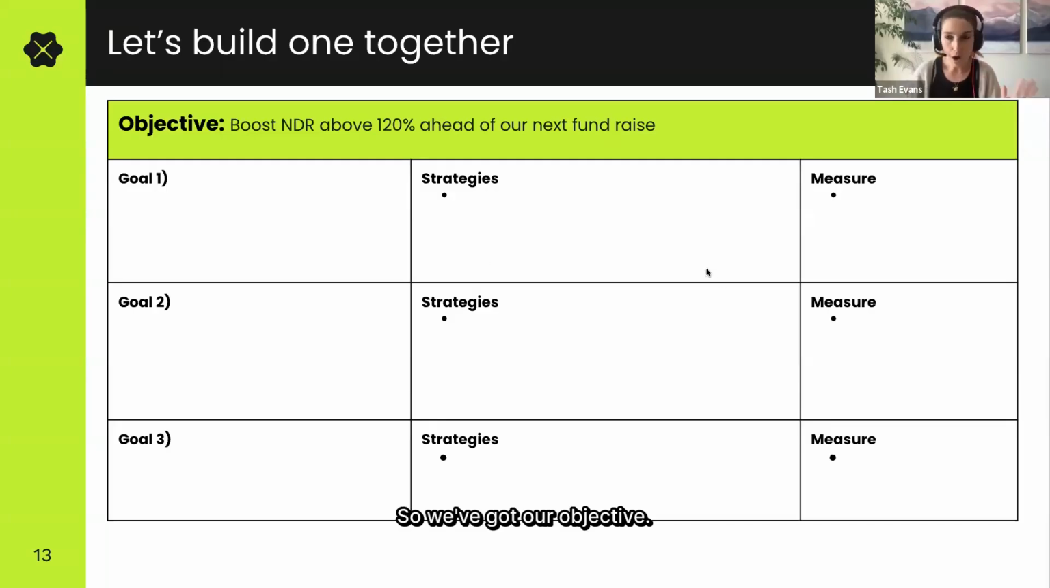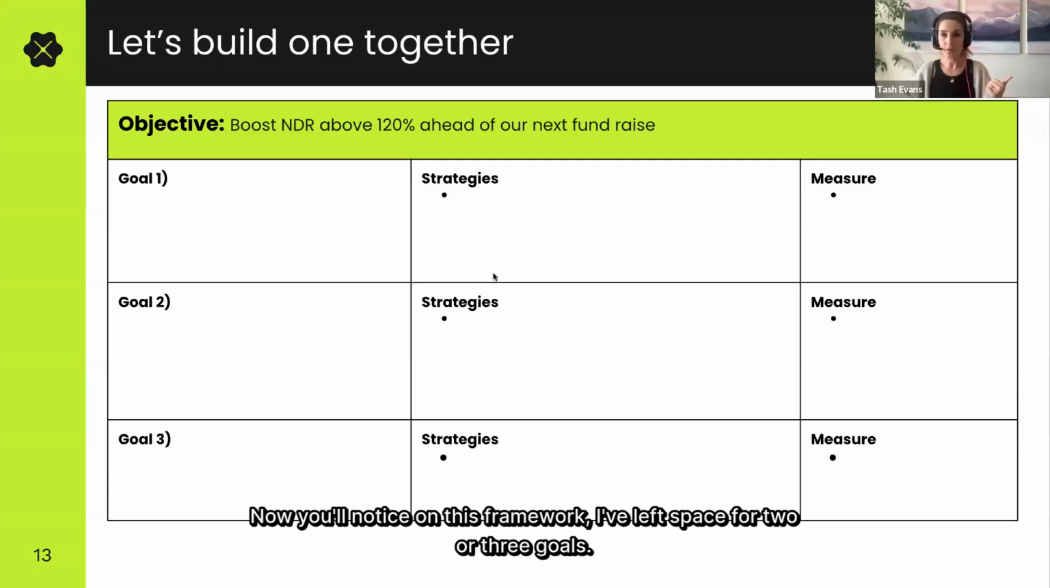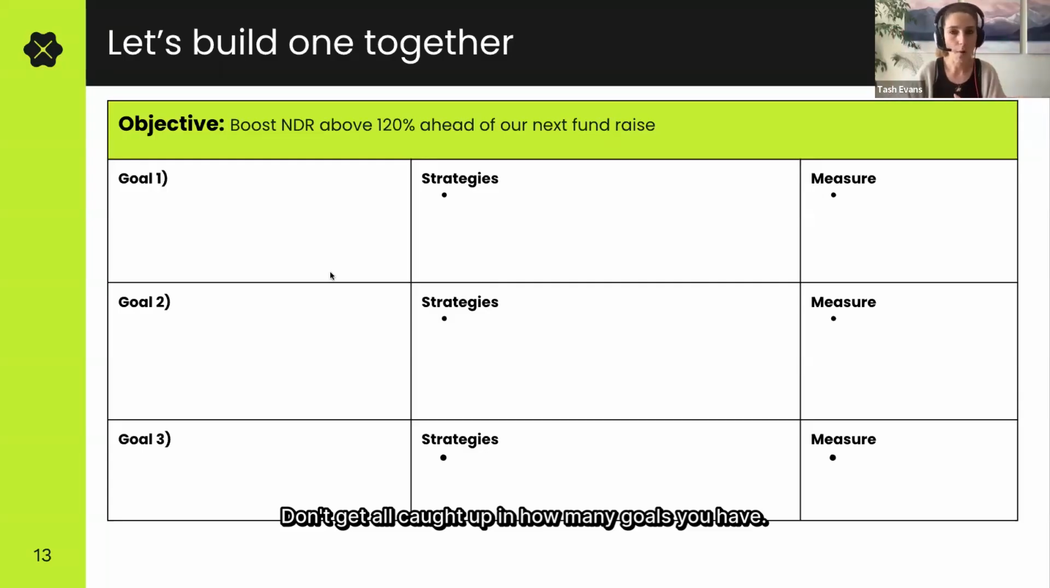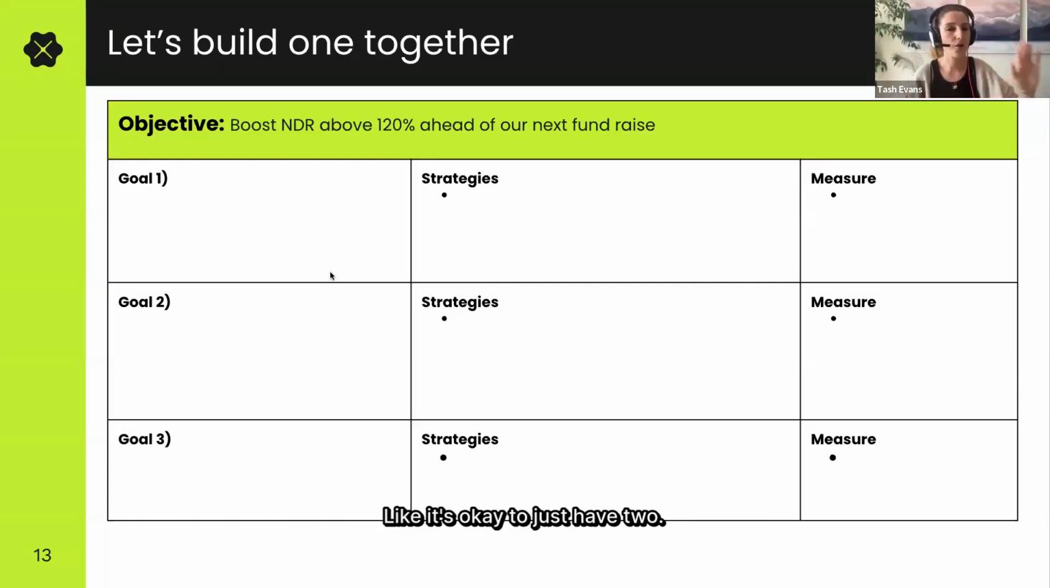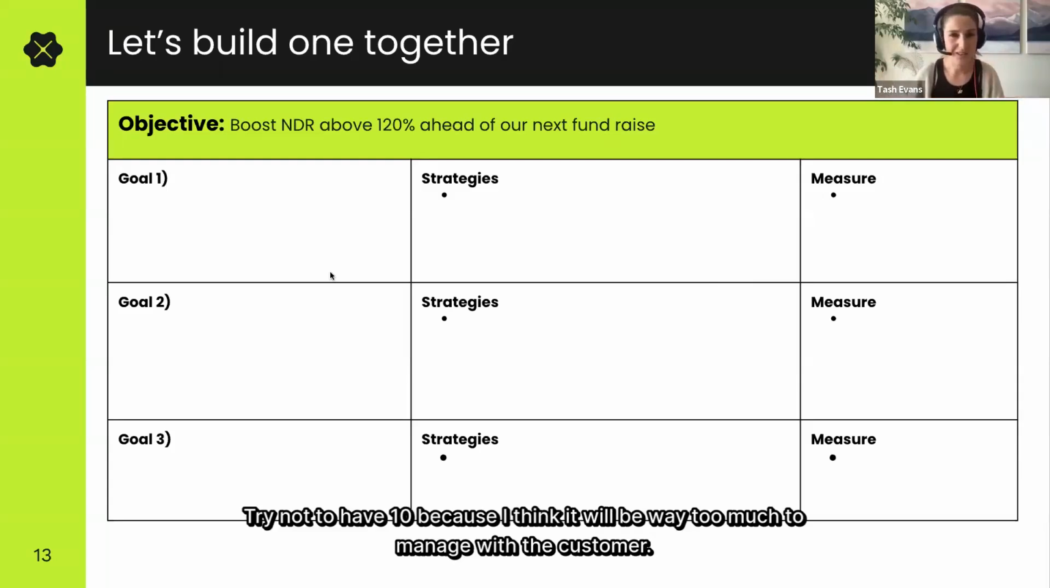So we've got our objective. The next thing to think about are goals. Now, you'll notice on this framework, I've left space for 2 or 3 goals. Don't get all caught up in how many goals you have. Like, it's okay to just have 2. You can have 4 or 5. Try not to have 10, because I think it'll be way too much to manage with a customer.